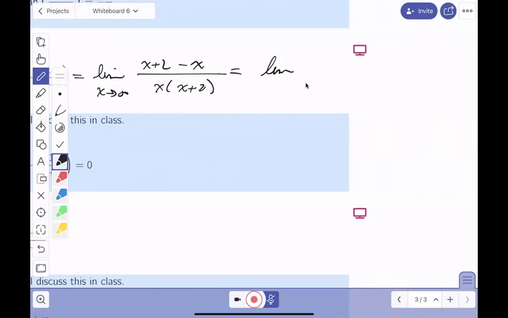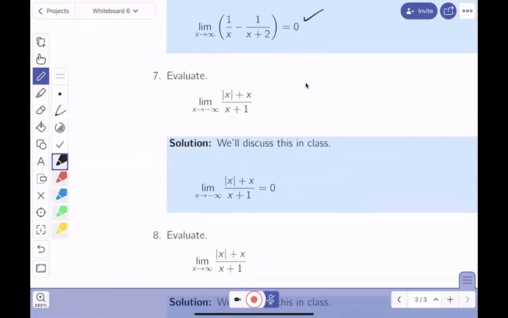It's going to be the limit as x goes to infinity of 2 over x plus 2. Well, now it's clear as day. The top is always going to be 2, and the bottom is going towards infinity, so this limit will be 0. All right, as specified. Let's look at this one over here.